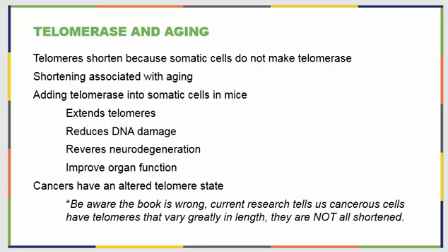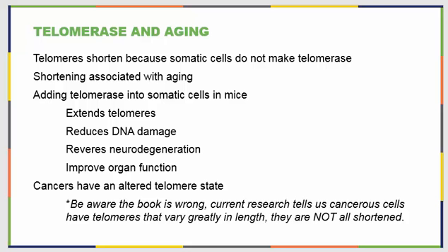Scientists have been messing with adding telomerase into the somatic cells of mice to see what happens. Just like in germ cells or stem cells, it extends the telomeres and reduces DNA damage. The cool thing is that it actually seems to be reversing neurodegradation, and it improves organ function, which tells you that adding telomerase might be a way to treat certain diseases. What we have found, though, when you alter the length of telomeres, you might cause cancer, because cancers have commonly been linked to an altered telomere state.